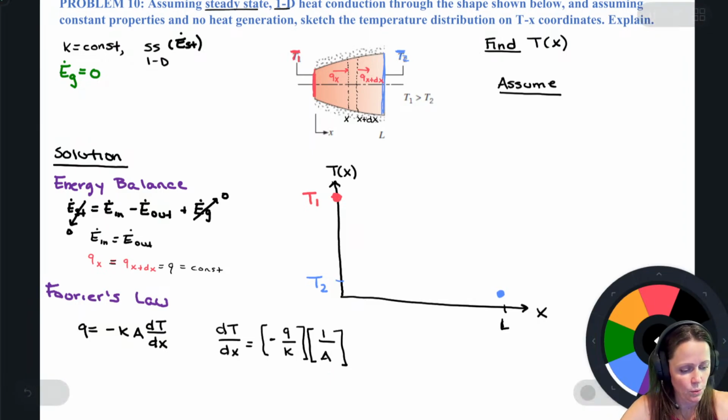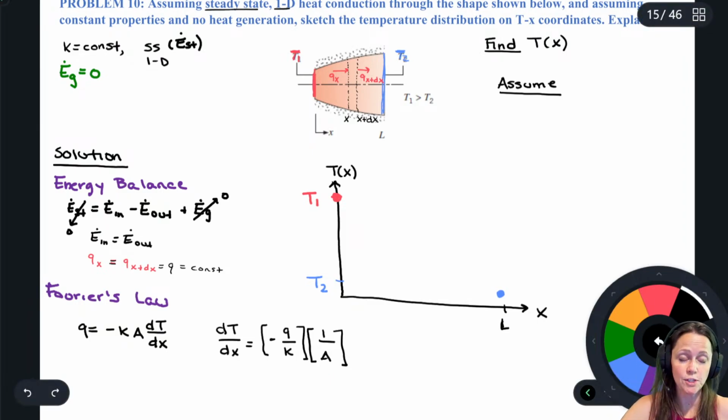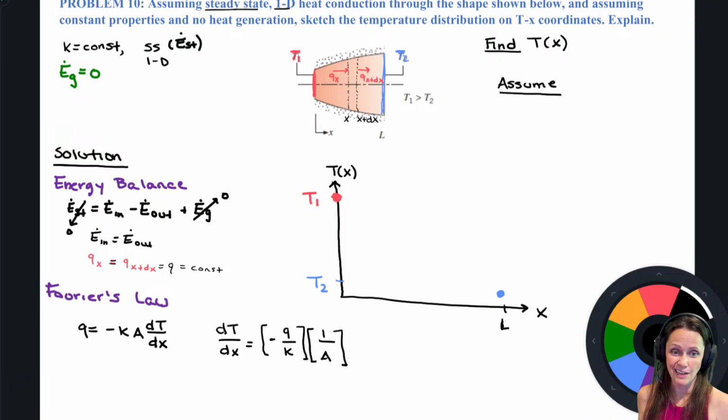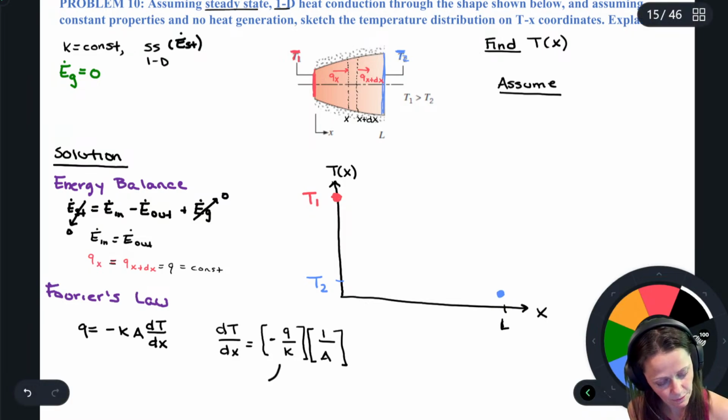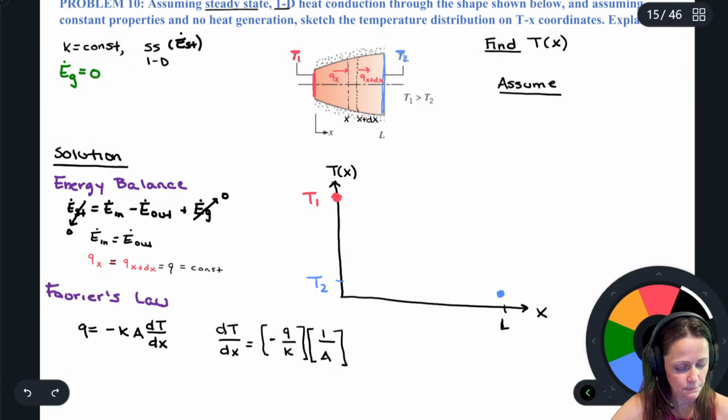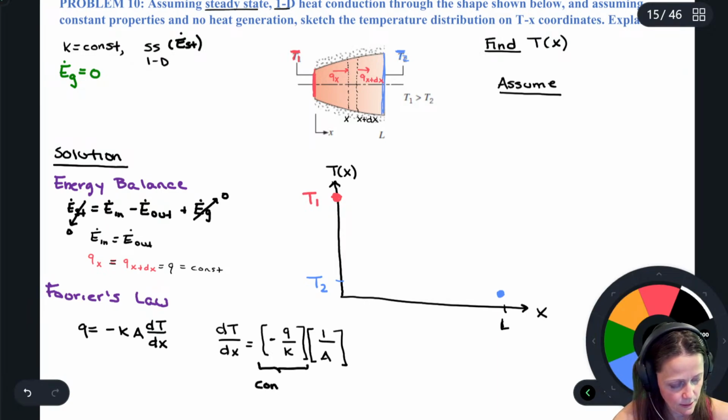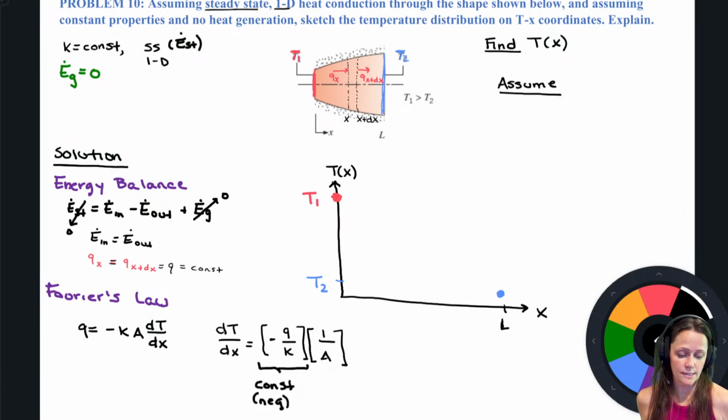So let's look at what we've got here. I know it's going to be decreasing, because I have a negative sign here. This right here is a constant, and it's a negative constant, like we said. I know it's a constant because by my energy balance, Q is a constant with respect to x. K is a constant because it told me there were constant properties.